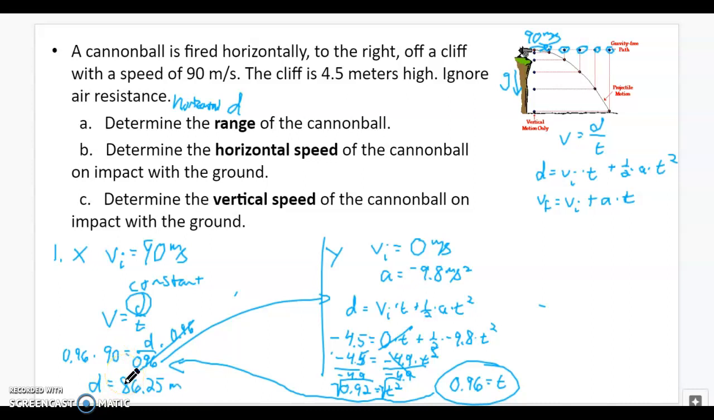Because I solve for distance, it is meters. But here's the thing, you need to know what this actually stands for. This actually solves for my range. It's my horizontal distance. We label this dx, but you need to know that this is your range, 86.25 meters. Huzzah. And so we're not done yet because now we have two other parts to this question.